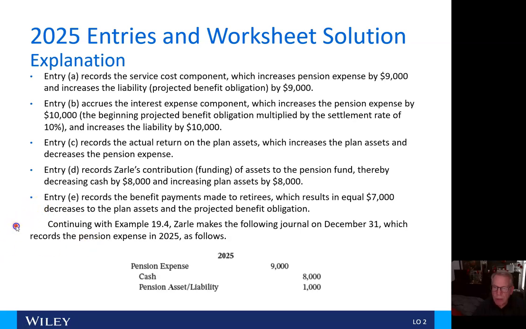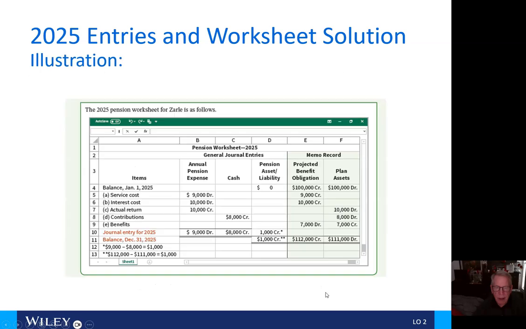So if we continue on with this example, Zarl is going to make the following journal entry at the end of the year and records pension expense as follows. Pension expense is going to be $9,000, and that's comprised of a credit to cash of $8,000 and a credit to pension asset liability of $1,000. And you can see that $1,000 here and that $9,000 here, and that $8,000 here. Here, I should say, cash.